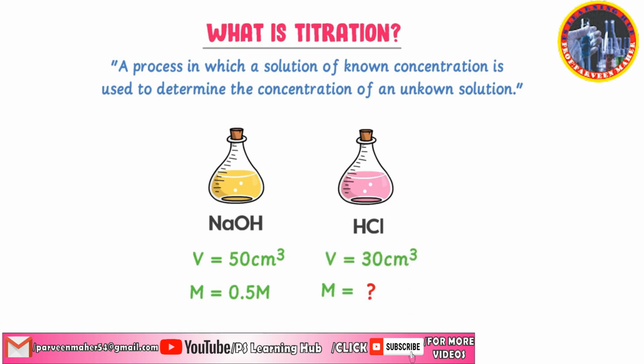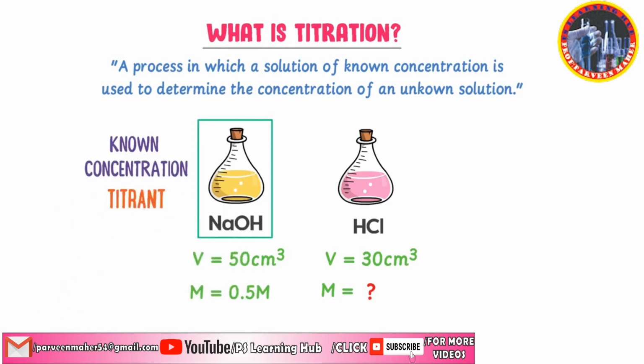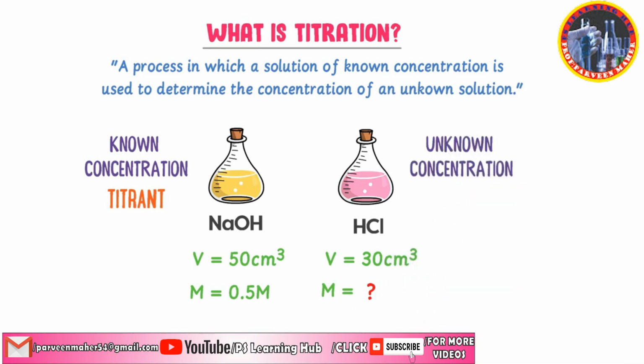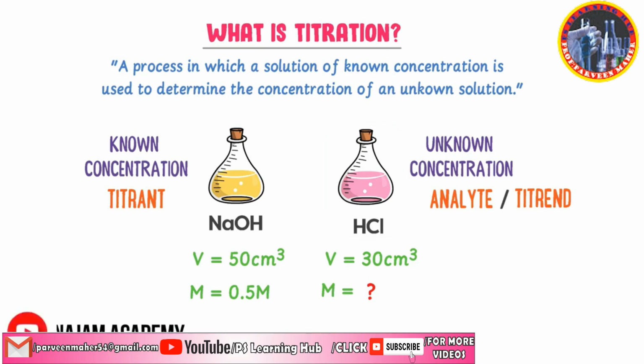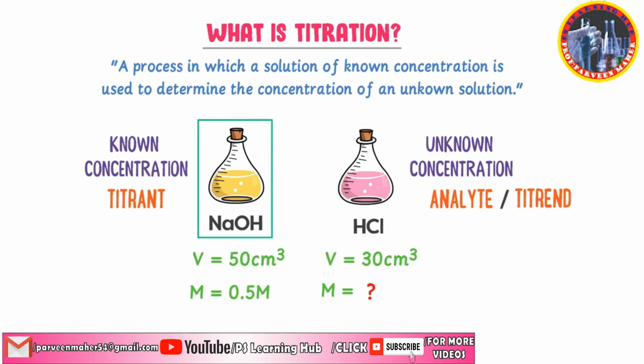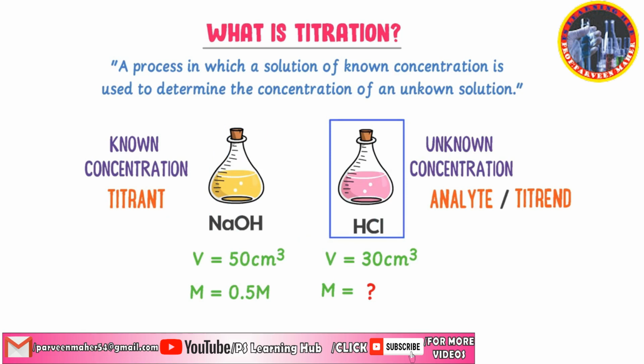Now listen carefully. This is a solution of known concentration. It is called titrant. While this is a solution of unknown concentration, it is called analyte or titrand. Let me repeat it. This is a solution of unknown concentration. It is called analyte or titrand. In titration, we use this solution of known concentration to find the concentration of this solution. This whole process is called titration.